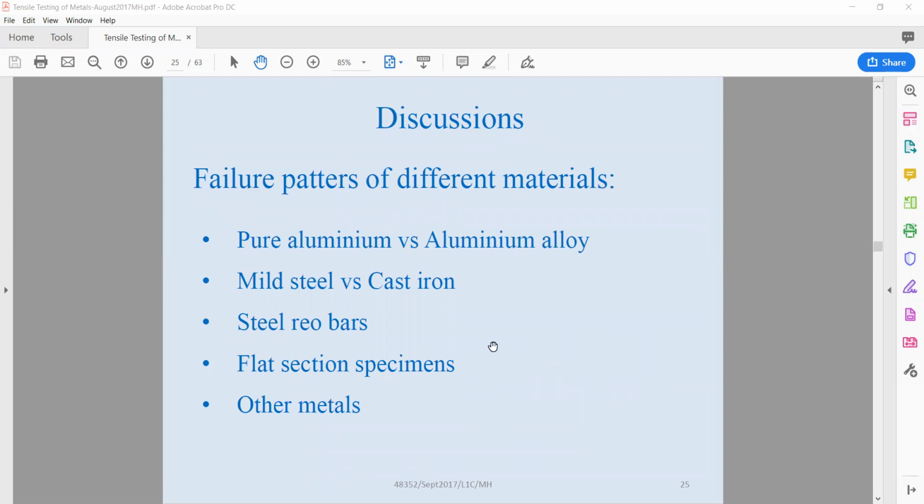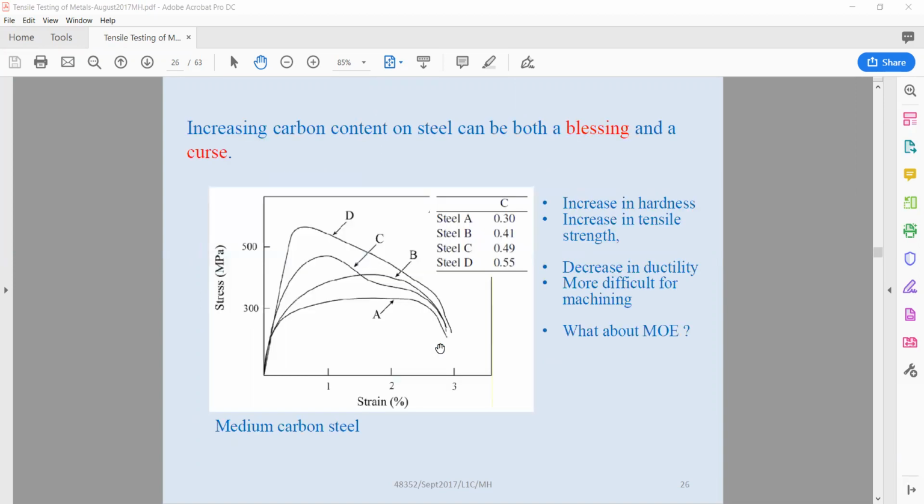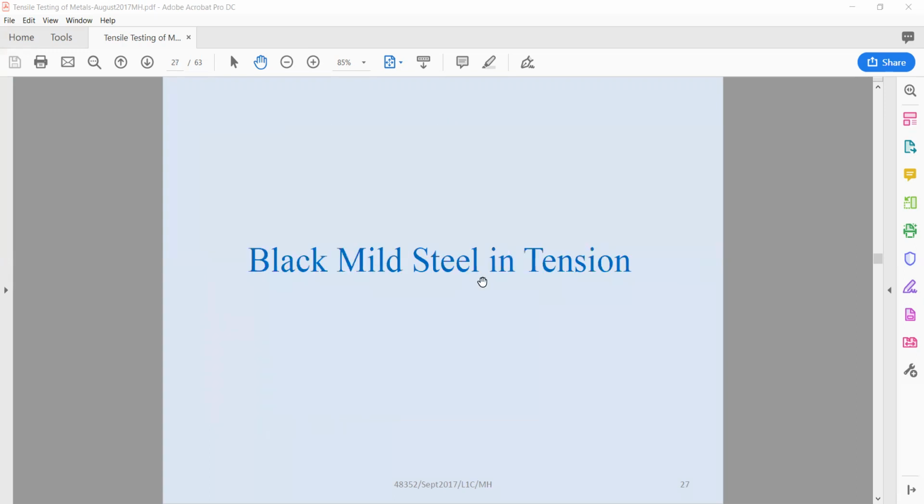This is just put for discussion. What are the failure patterns of those different materials? If you see this curve, this is the stress strain. Our aim is to develop the stress strain curve from the tensile test. So this is just a discussion. If you add carbon, what is the advantage and what is the disadvantage? So you can easily see from this curve, especially in terms of strengths, as the carbon increases, how the strength changes.